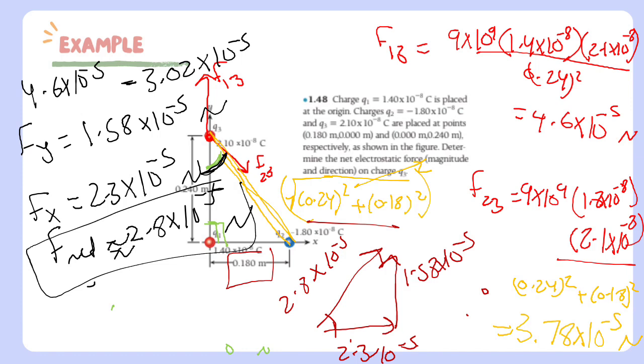You want to know this angle. That angle would be tan inverse of this divided by this. So 1.58 times 10 to the power of negative 5 divided by 2.3 times 10 to the power of negative 5, and that would give me a value of approximately 34.5 degrees. And that's all. We found the direction of the force and we found the net force. And thank you for choosing my video, and I hope you gained something.